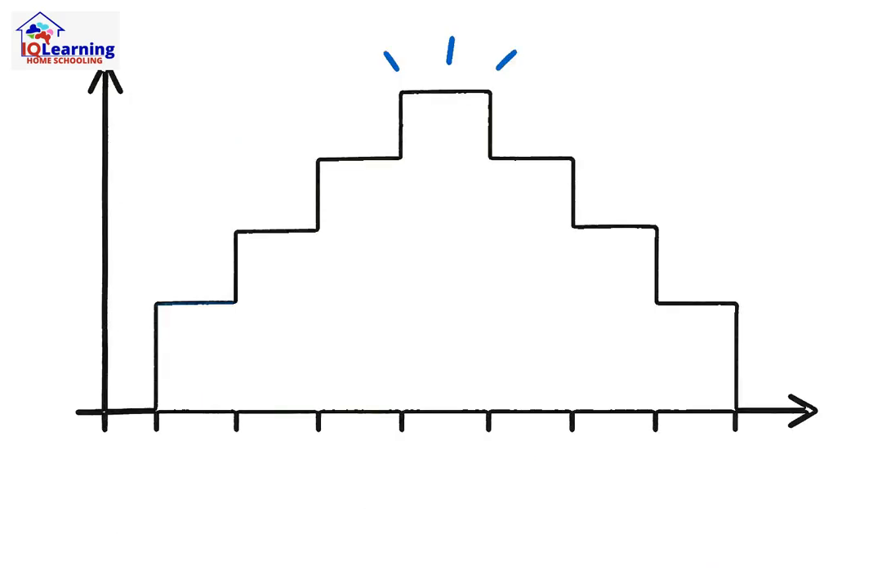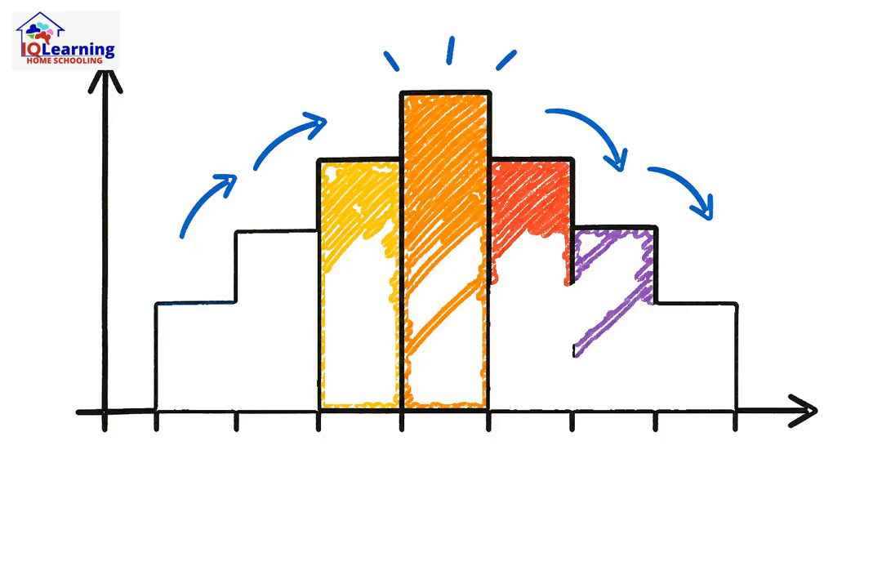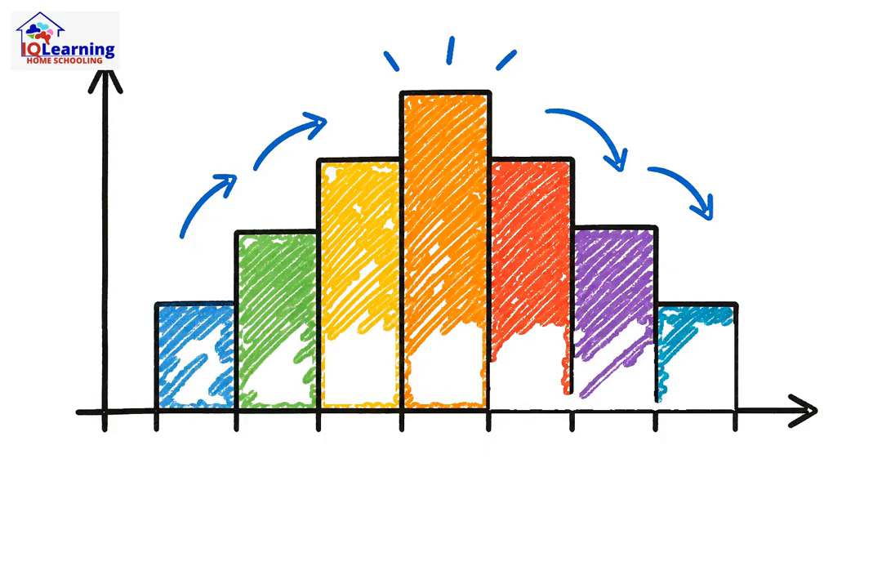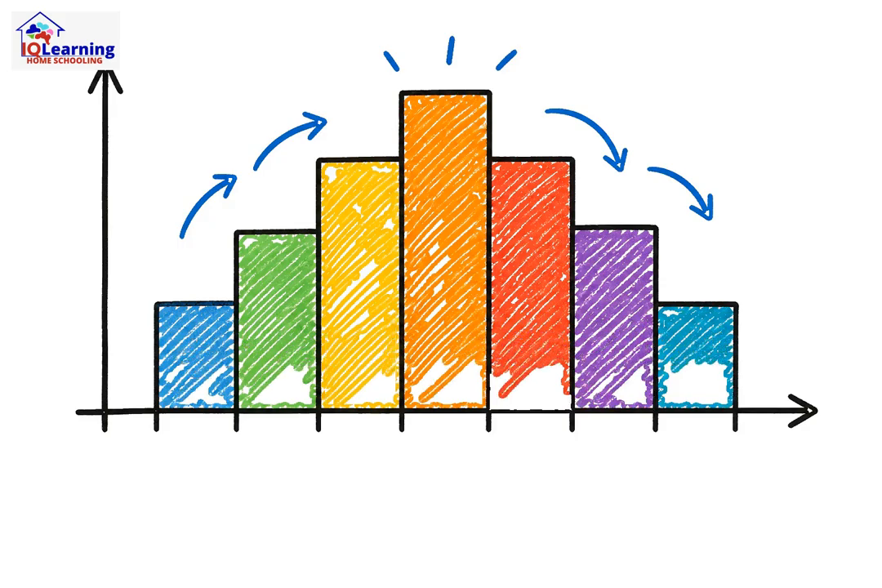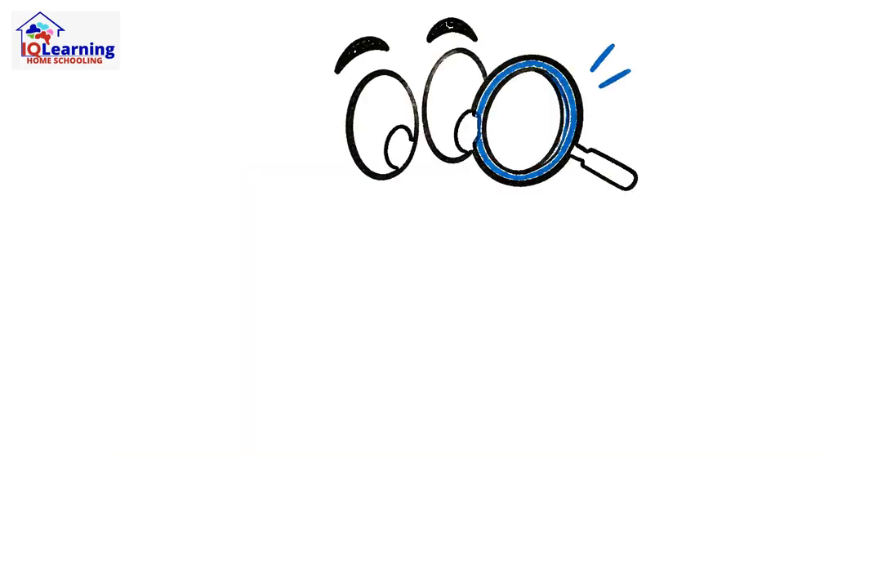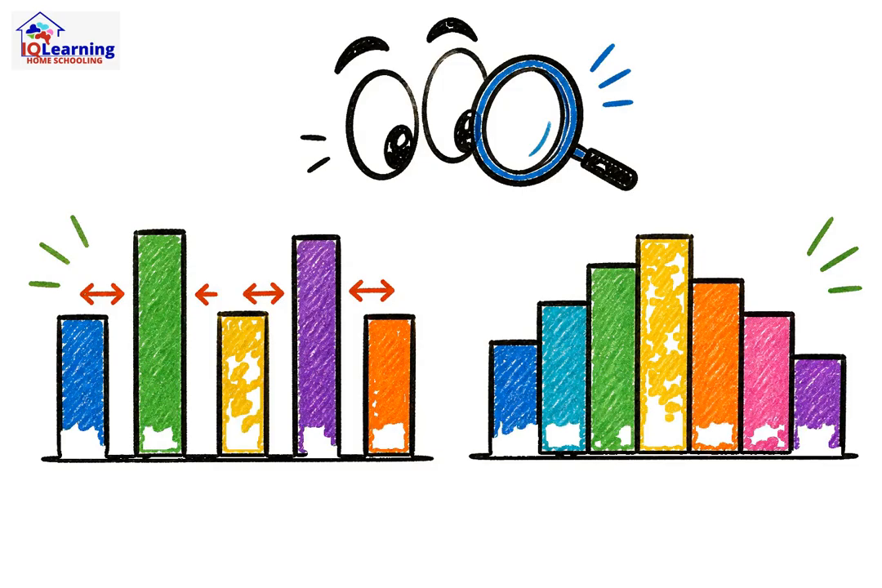But what if you're graphing something that flows, like height or weight? That's when you use a histogram. Here, the bars must touch, no gaps. This shows the data is continuous, that 170 centimeters flows seamlessly into 171. Just by looking for gaps, you can instantly understand the nature of the data.